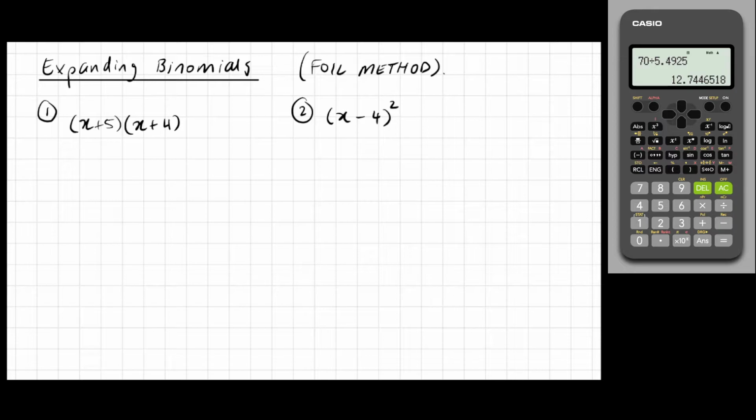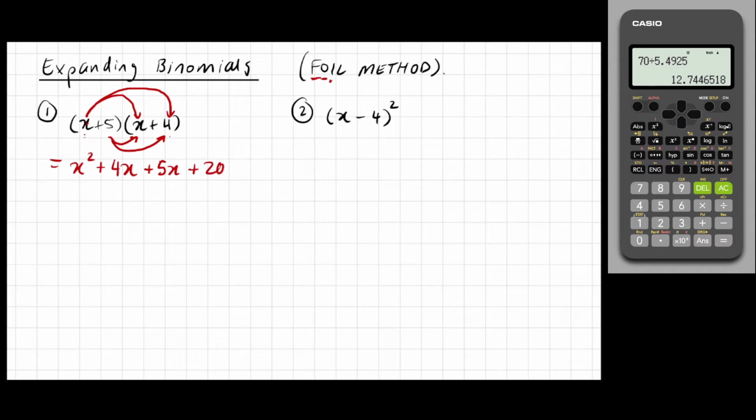So I need to multiply this first x by the first number here. So what's x times x equal to? That's x squared. Then I need to multiply this x by the outside number. So that's where the O comes from, the outside. So x times 4 is 4x. Then I need to do the 5 times the x, which is 5x, my two inside numbers, which is what my I is. And then I do my two last numbers, my 5 times my 4, which is 20.